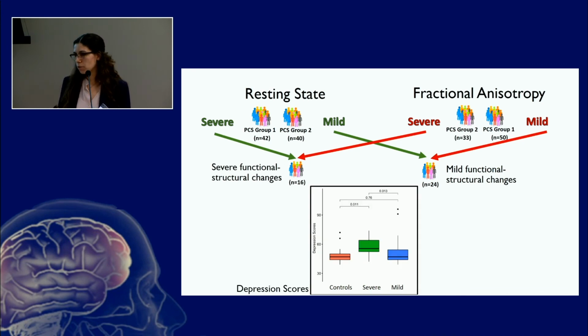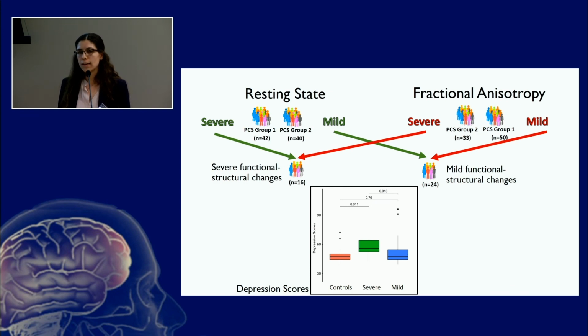In this case, I'm just going to give you one example. What was different in the severe group, who had significantly different structural and functional changes, was higher depression scores. These are self-reported symptoms compared to the controls. But again, you would see the controls are just like the mild group.